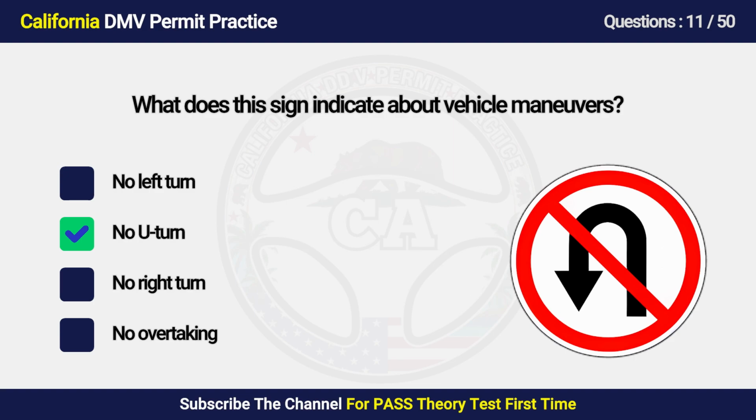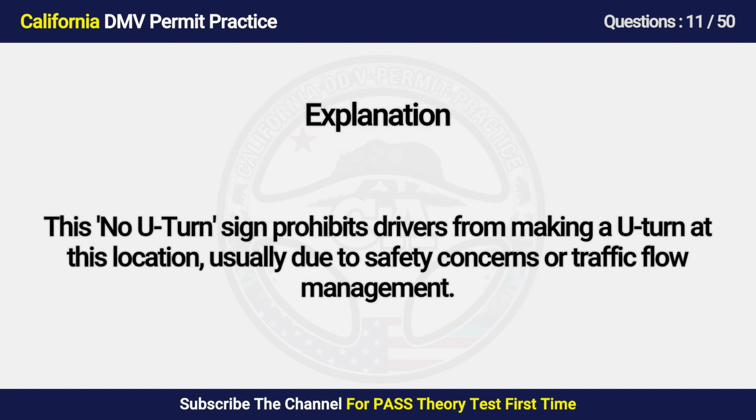Answer is B. No U-turn. This sign prohibits drivers from making a U-turn at this location, usually due to safety concerns or traffic flow management.